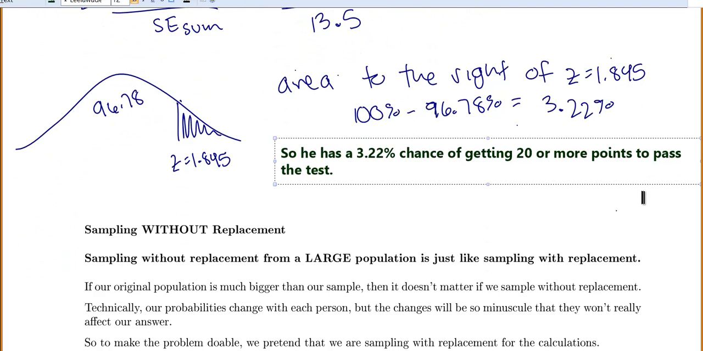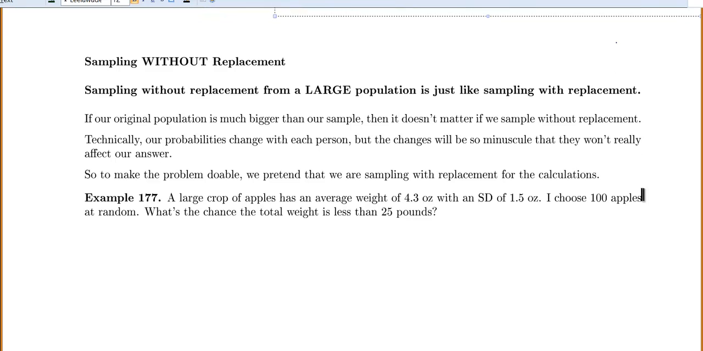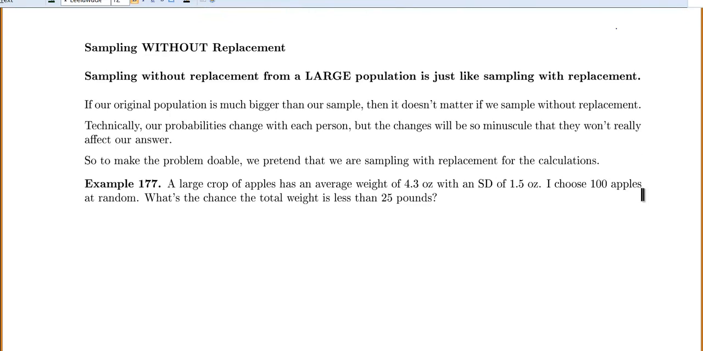Now we're going to talk just briefly about sampling without replacement. So for sampling without replacement, everything with the box models we've been doing was based on the premise that we were doing sampling with replacement, so that the probabilities weren't changing with each draw. But it turns out that sampling without replacement, as long as it comes from a large population, is just like sampling with replacement. Because if our original population is much bigger than our sample, then it doesn't matter if we sample without replacement. Technically, our probabilities do change a little bit with each person, but the changes are going to be so minuscule that they don't really affect our answer.